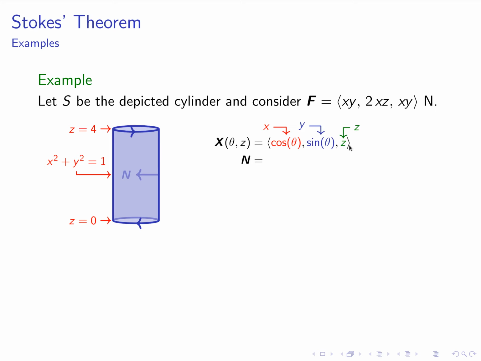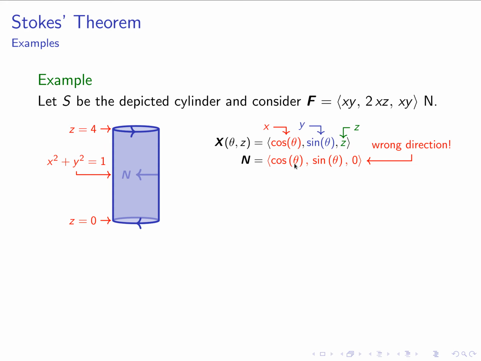If we look at the standard normal vector for this parametrization, that is, if we take the two tangent vectors by differentiating with respect to theta and then z, and then crossing those two tangent vectors, we end up with the normal vector given by cosine theta, sine theta, comma 0. One thing to point out here is that even though this normal vector is valid, it's actually pointing in the direction opposite to the normal vector prescribed in the problem. In the problem, the normal vector points into the cylinder, but the normal vector we just calculated points away from the cylinder.